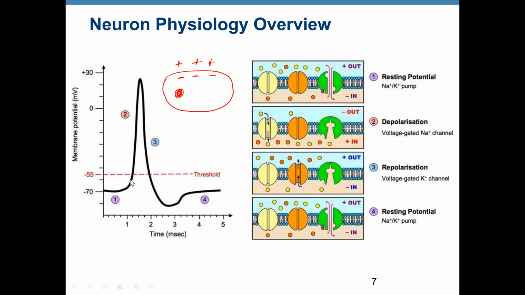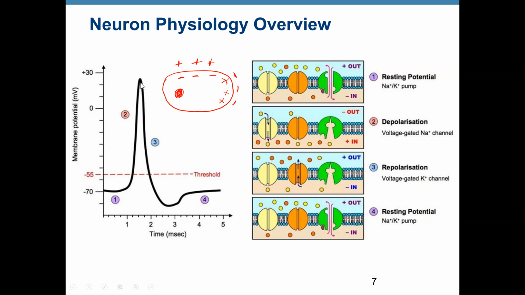Now look what happened over here. The voltage became less and less negative, going towards zero, and then it became positive. So we have less and less negative, and finally we get positive inside and negative outside. This will be our plot. If this is a polarized cell, then this is depolarization.